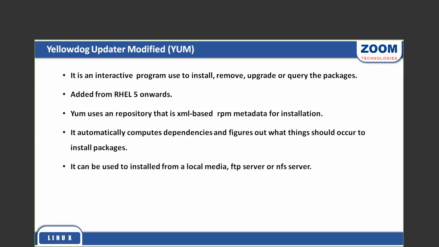So yum uses what? Repository. Repository means database. Using this database, the yum command will automatically install the dependency, which RPM cannot do. So this is the fundamental difference between RPM and yum. RPM will not install the dependency, whereas yum will install the dependency automatically.